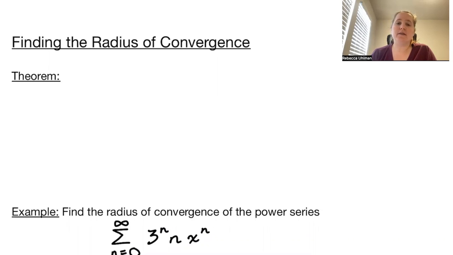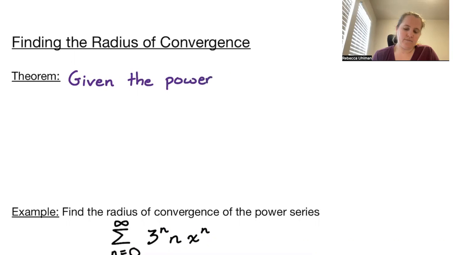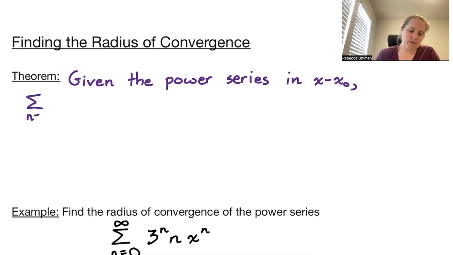Welcome to finding the radius of convergence. So we have a theorem that we can use for finding the radius of convergence. So given the power series in x minus x naught, which is the sum from n equals 0 to infinity of a sub n times x minus x naught to the n.